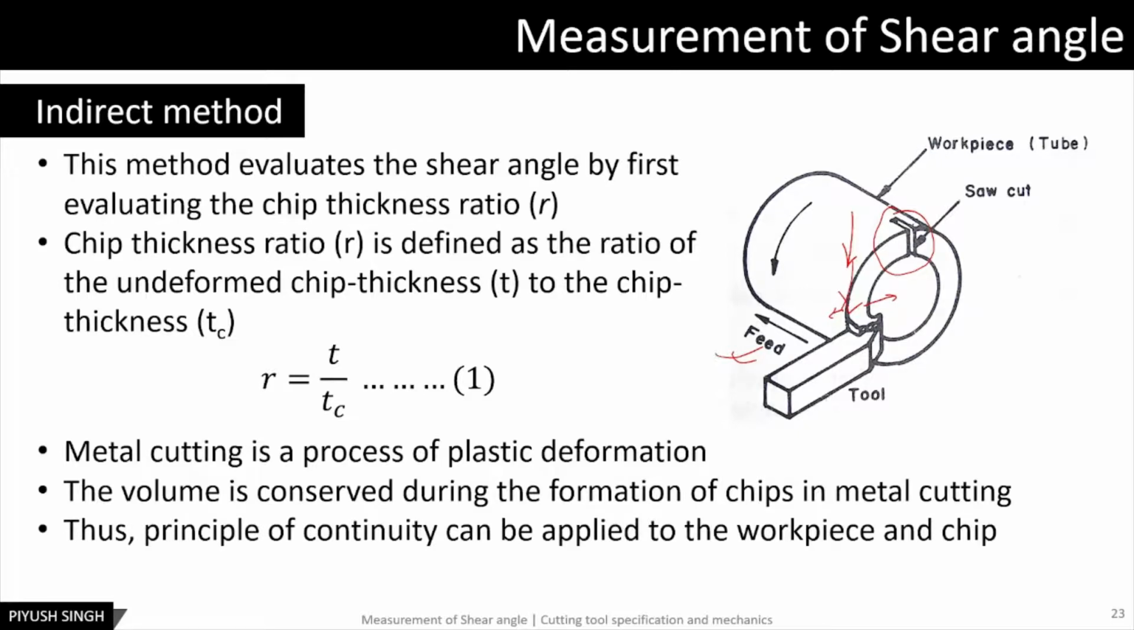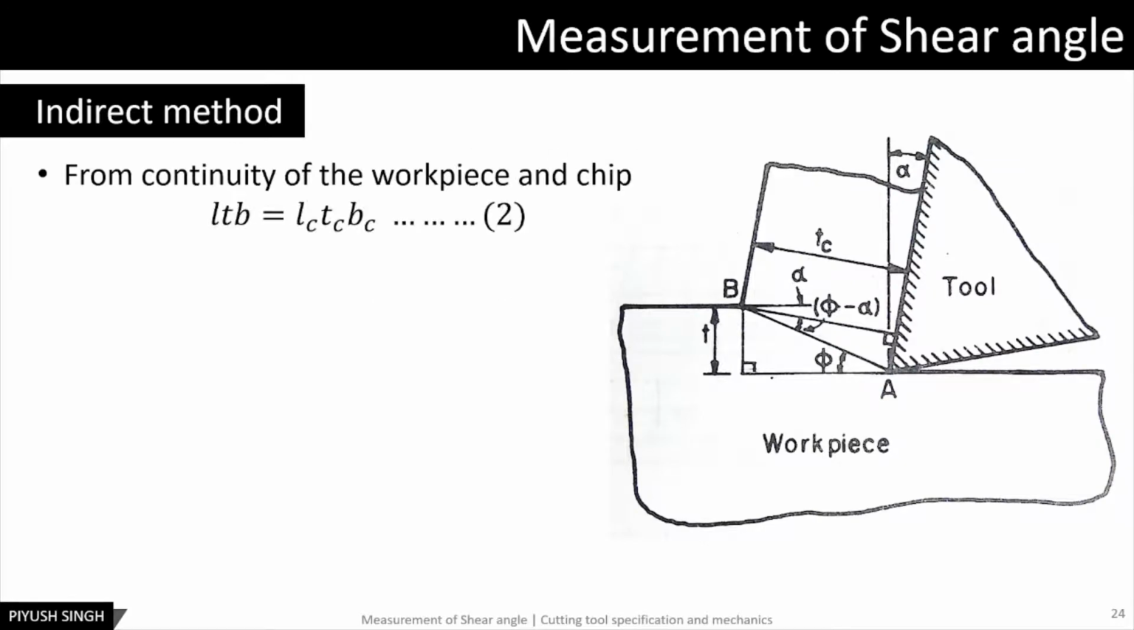So from the principle of continuity, we can reach this relationship: L t b equals Lc tc bc. Here L, t, b are the length of cut, the thickness of cut, and the width of the cut. Similarly, Lc, tc, bc are the corresponding values for the chip. So Lc is the length of the chip, tc is the chip thickness, and bc is the width of the chip.